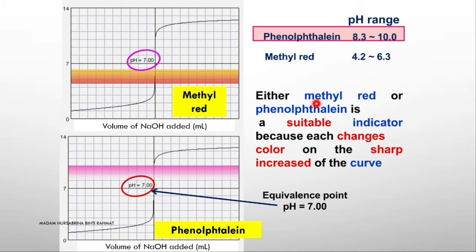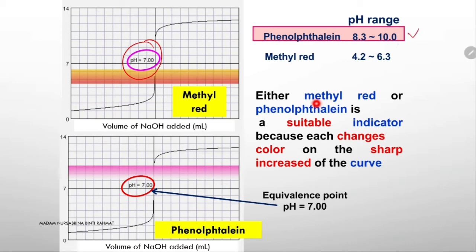So if I use phenolphthalein, the color will change. The pH range is when the indicator will change color. So phenolphthalein will change color from pH 8.3 to pH 10. Since the pH at the equivalence point for this combination of HCl and NaOH is 7, that means if we use phenolphthalein, it will change color after we reach the equivalence point.